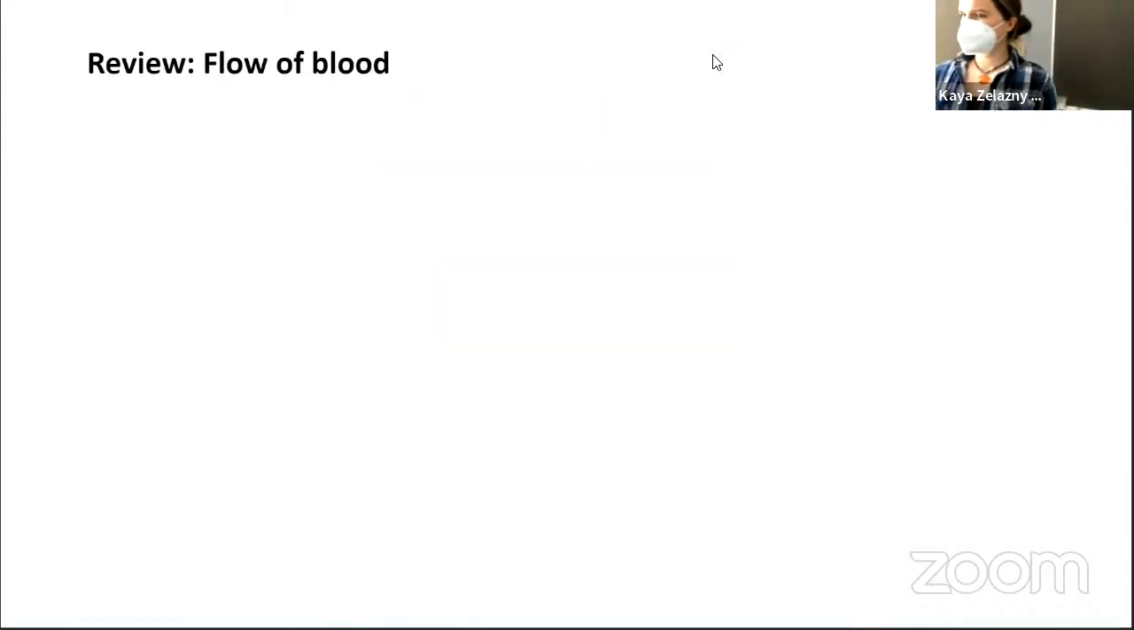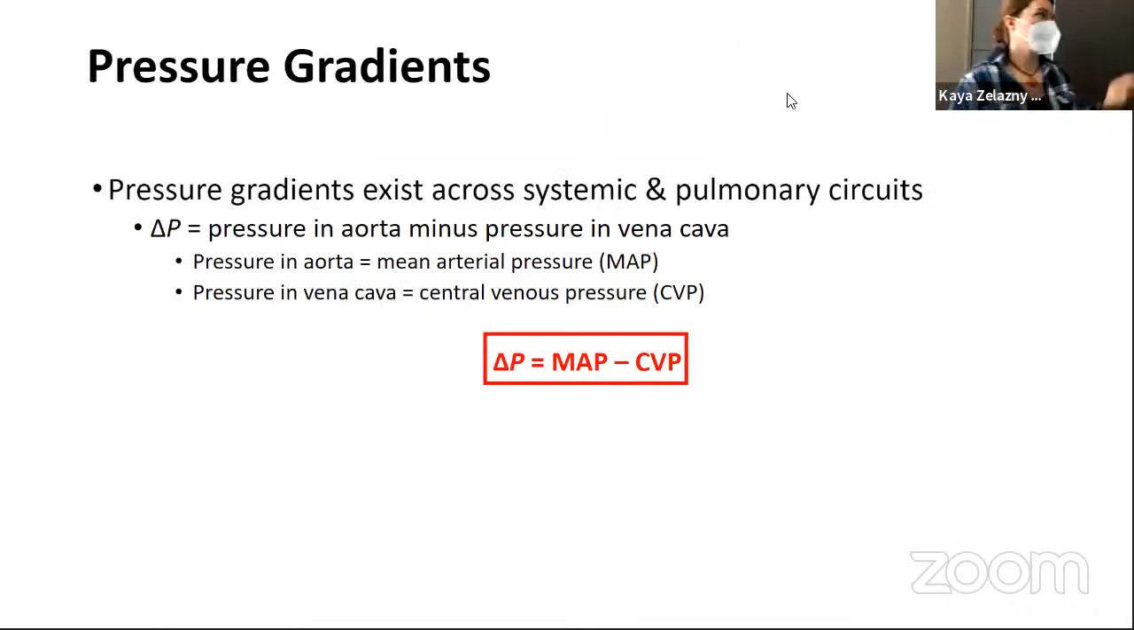So I did that reminder first because when we're thinking about the pressure gradient across the cardiovascular system, usually we're talking about the systemic circuit, but we'll be thinking about both systemic and pulmonary circuits. We're going to be measuring that pressure to calculate our difference in specific places.